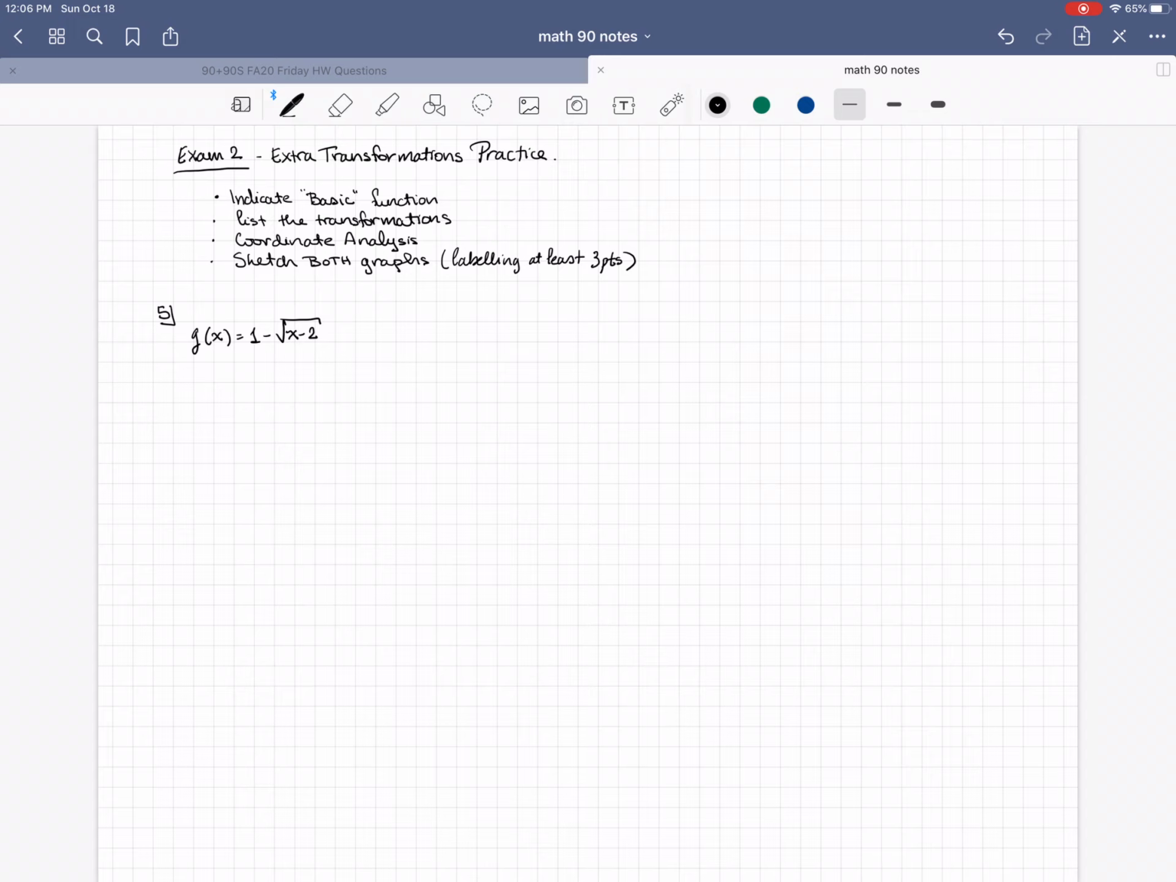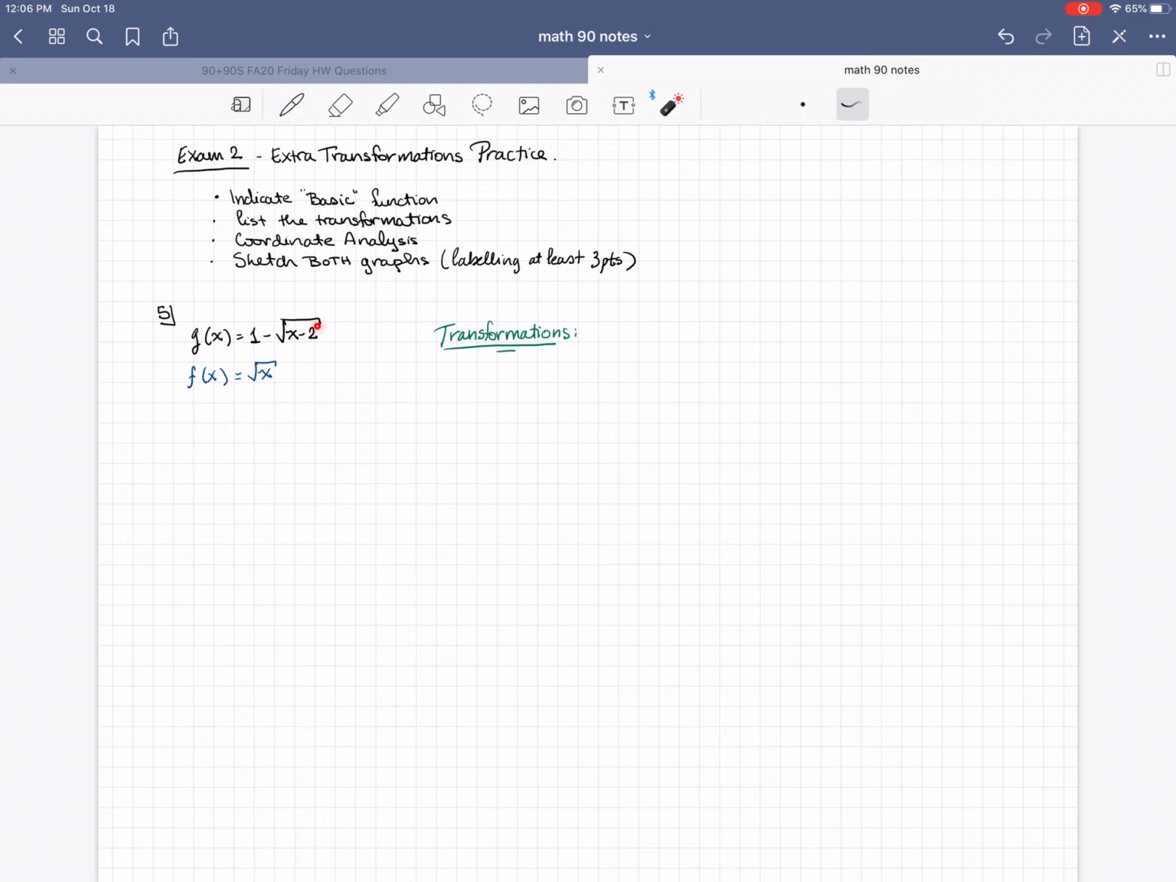We've got the same list of instructions. We're going to start by indicating the basic function. So you'll notice that here we're taking a square root, which tells us that our basic function is the square root of x. Okay, now listing the transformations. As always, take a second while I'm writing the word transformations to think about what do we have going on here. Pause the video if you need to.